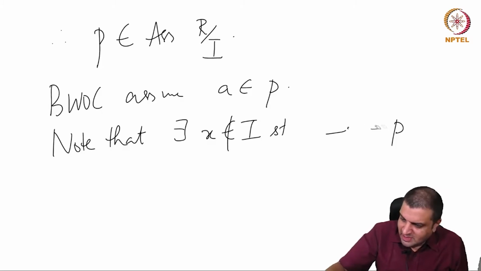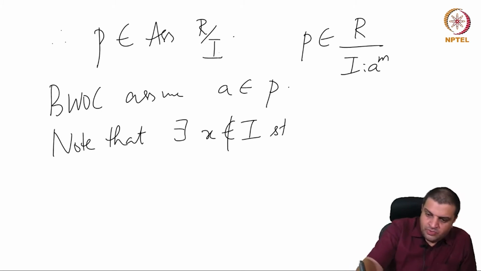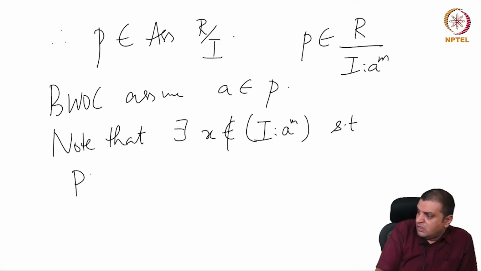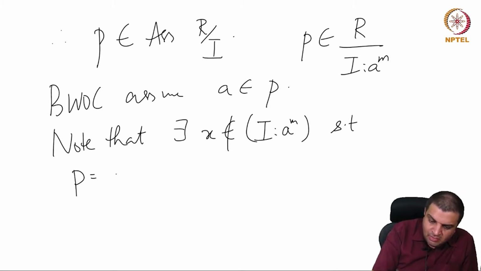Sorry, I apologize, I made a mistake here. There exists, so P is associated to R mod I colon A to the m. Okay, we don't need to use this conclusion, just start from there itself. There exists an x not inside I colon A to the m such that P is the annihilator in R of x. I mean, P is what takes x into this ideal. So I colon A^m colon x.